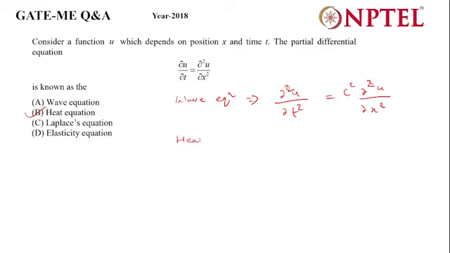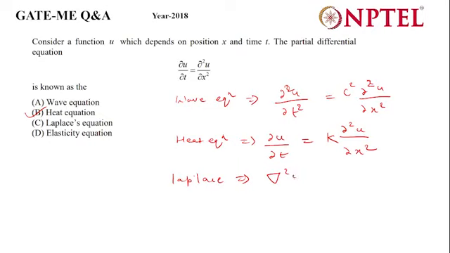In the heat equation, your 1D heat equation will be del u by del t is equal to k del square u upon del x square. Here one side will be first order, the other side will be second order. In the wave equation, both sides will be second order. In the heat equation, one side will be first order.